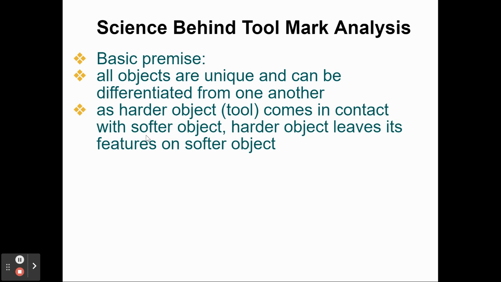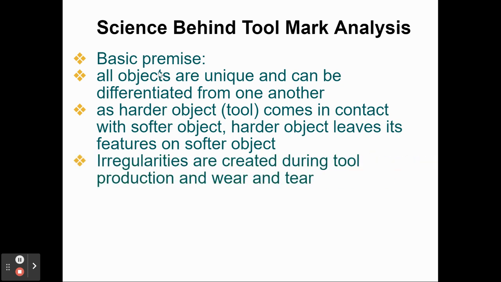So with toolmark analysis, what we're looking for are the features that the tool is going to leave on the surface that it comes in contact with. Most of the time, not all of the time, but most of the time, the tool will be the harder object, and the surface it comes in contact with is going to be the softer surface, right? And as a result, the image or the characteristics of that tool will be left on that softer surface, and that ends up being what is analyzed.